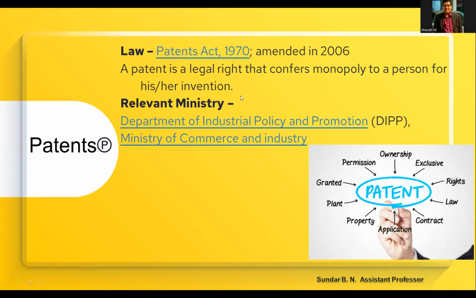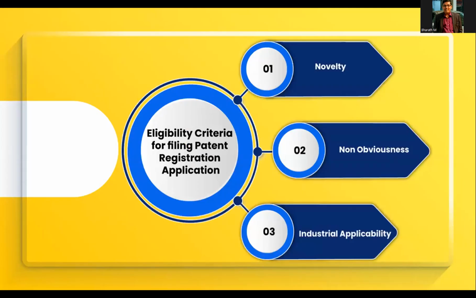The Indian Patent Act is from 1970, and it was recently amended in the year 2006. The relevant ministry formulating rules and law relating to that is the Department of Industrial Policy and Promotion, that is DIPP, and the Ministry of Commerce and Industry. Now, let us see what the eligibility criteria for patent registration are.